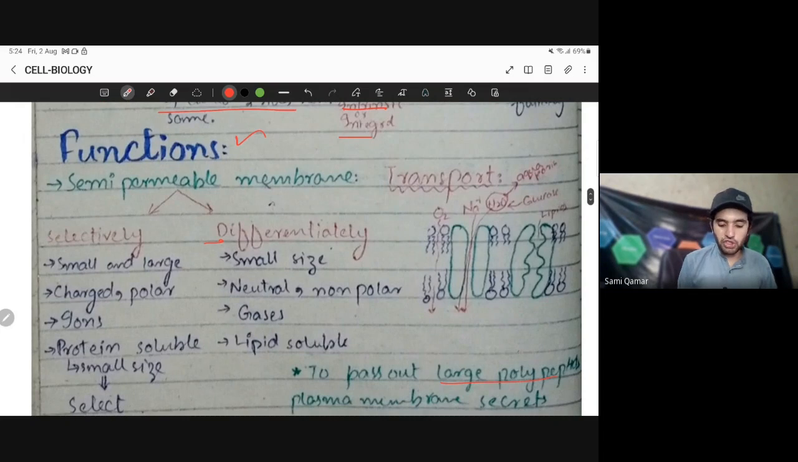Now let's talk about functions. Functions are super important. Understand them very clearly. It is a semi-permeable membrane. What does semi-permeable mean? It is selectively and differentially permeable. It is not completely, fully permeable to everything. It doesn't allow everything. The protein is amphiphilic.